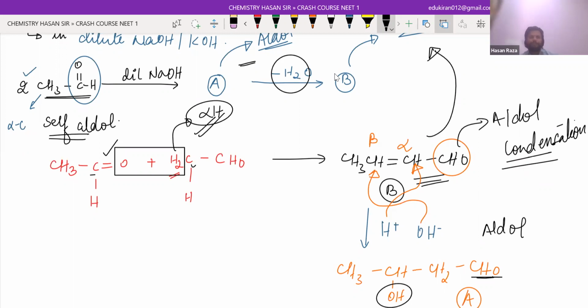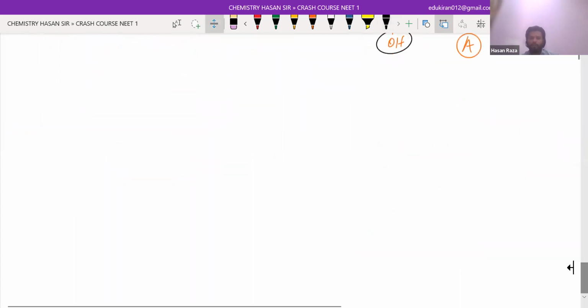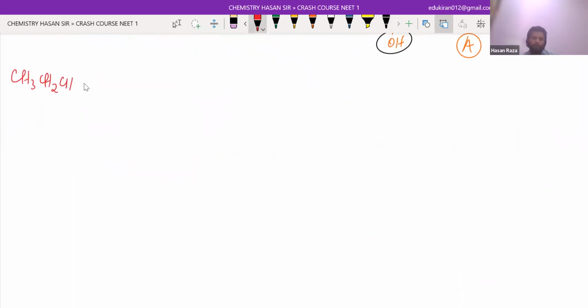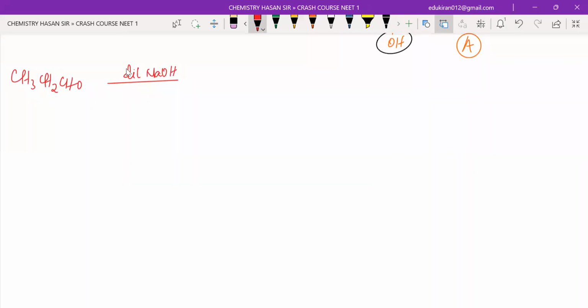Okay. Now I'm going to give you a similar question on this. Then we will move to the cross side. So I took ethanol, I'm going to give you propanol. Please do the aldol condensation of this. The reaction will take place in dilute alkali.